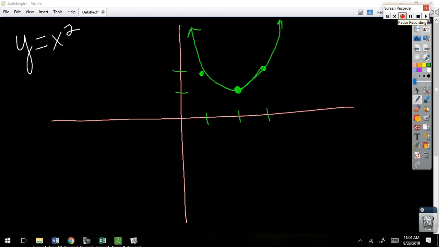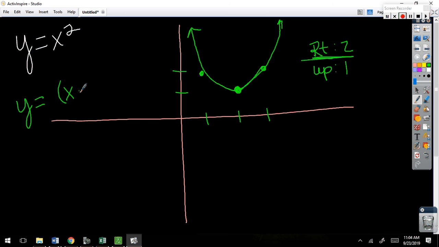But let's look at it together. Tell me what's happened from the parent to the green. It moved over which way? It moved right 2 and up 1. Right? All right. So right deals with x. If it moves right, do I need to add or subtract? Subtract. And it's in the parentheses because that's what hooks it to x only. Up 1.